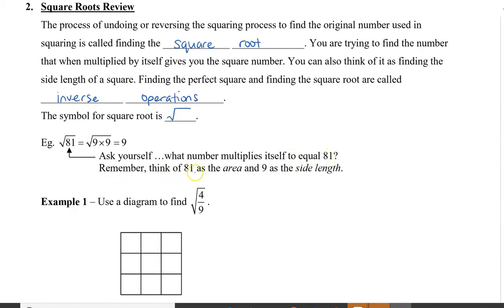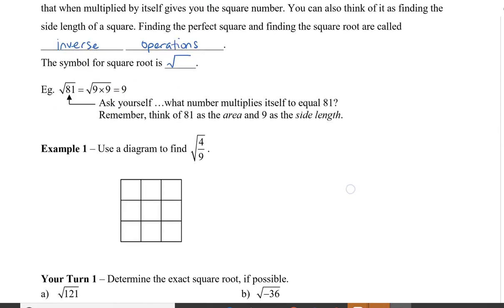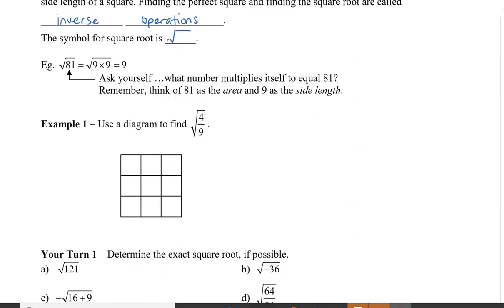So remember to think of 81 as the area, and we know that 9 times 9, being the square side length, will give us the square root. So 9 is a side length, and therefore the square root of 81 is equal to 9. Now, what about if we were trying to find the square root of this fraction? Well, let's pretend that this square that we have here is actually not 3, but let's say that this is actually a length of 1.